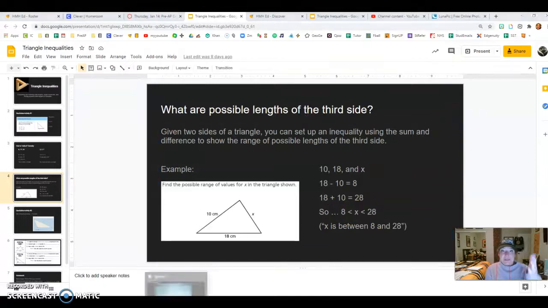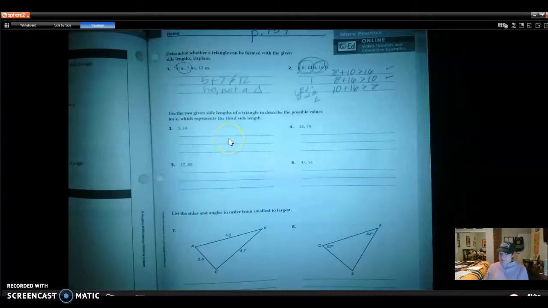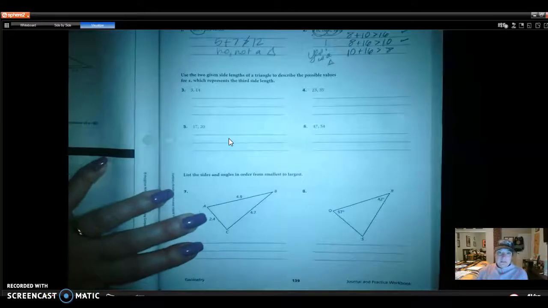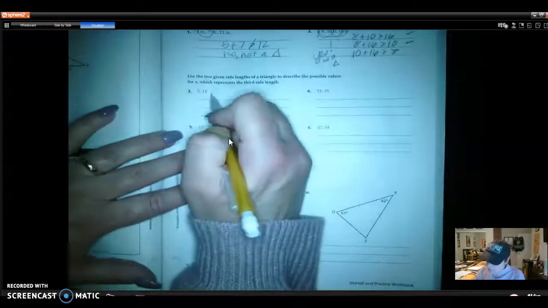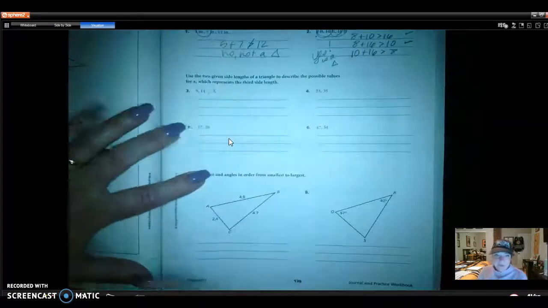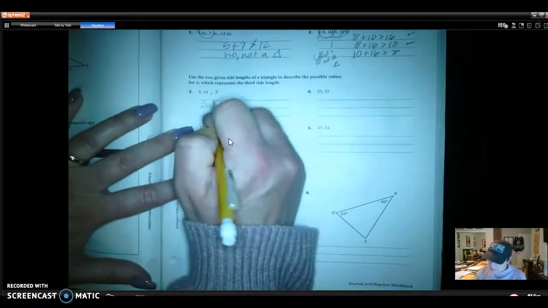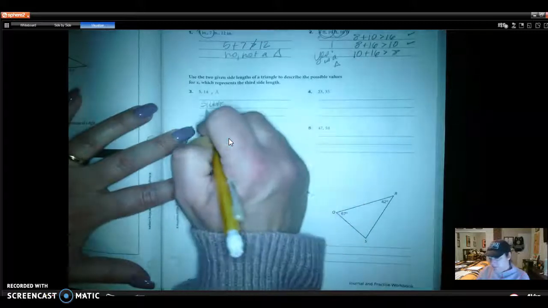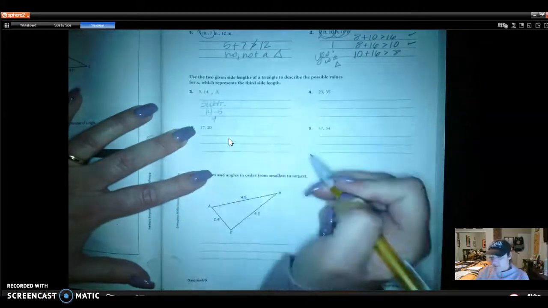Speaking of free problems, let's go do a couple more. So let's go do number 3, okay? So number 3, the numbers are 5 and 14, and I want to know what that third side is going to be. So what you're going to do is subtract the numbers. So what's 14 minus 5? Hopefully you said 9.